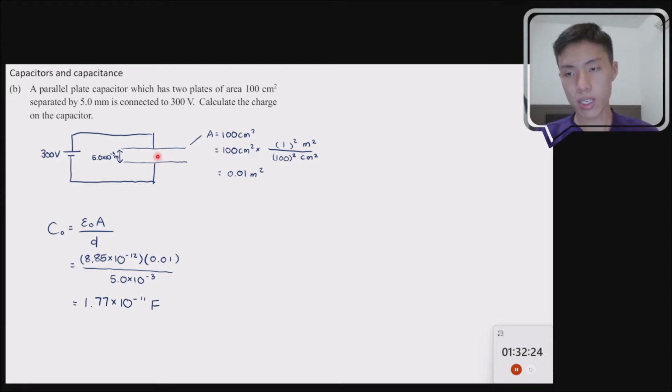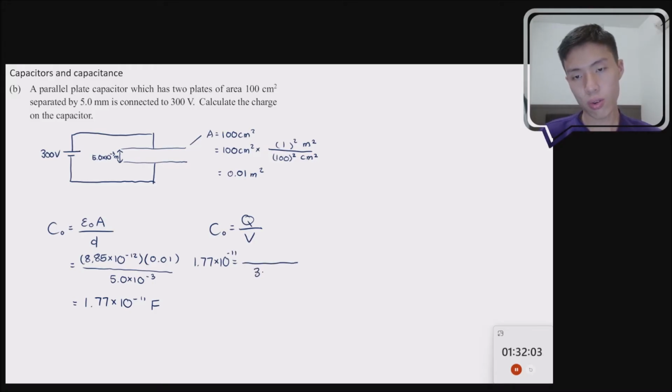Then you know that this capacitance is connected to a 300 volt battery or power supply. Capacitance is the ratio of the charge to the potential difference across the plate. You have the capacitance ready, and you know the voltage across the two plates is 300 volt because that's the power supply you're connected to. So from here you can know how much charge is stored inside this capacitor. The charge stored will be 5.31 times 10 to the power of negative 9 coulomb.